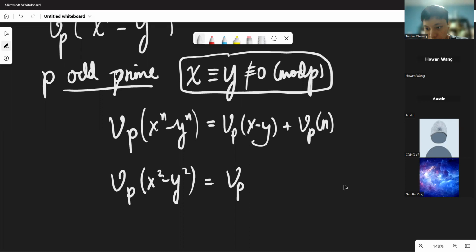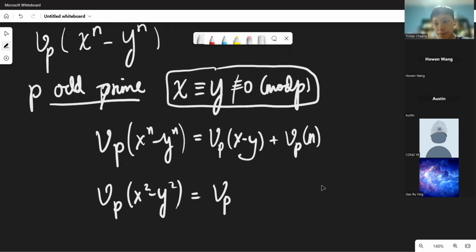Okay, by the way, does this mean x is congruent to y mod p, or is it just x and y separately not 0 mod p? Both of them, both of your statements together. So x is congruent to y, and both x and y are not 0.